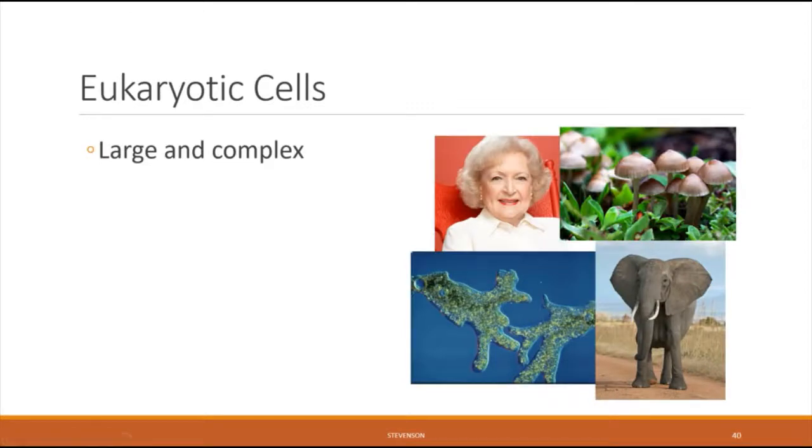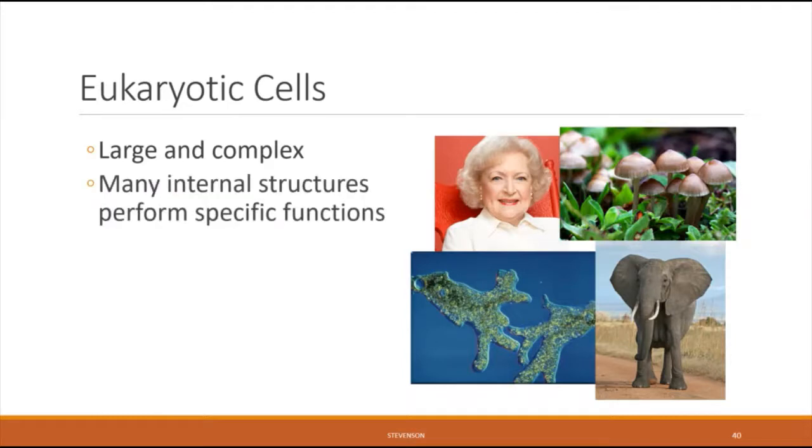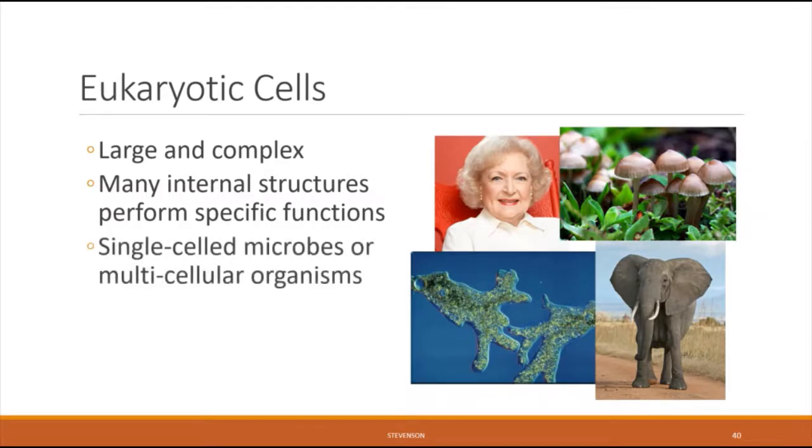So that completes our discussion about prokaryotic cells. As you saw, they're very simple, and now we're going to move on to eukaryotic cells, which we will see are much more complex. They are also larger in size than prokaryotic cells, and they contain many internal structures that perform specific functions. These cells can be either single-celled microscopic organisms or large multicellular organisms. Both exist in the world of eukaryotic cells.